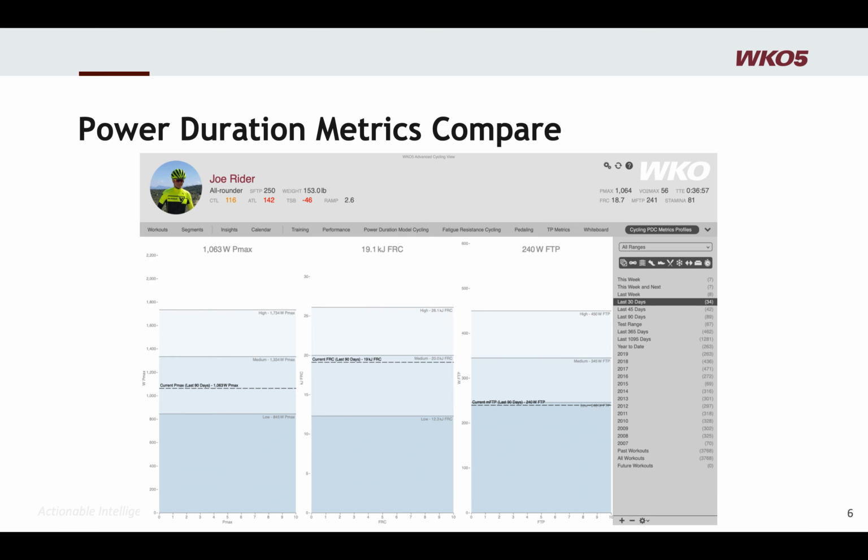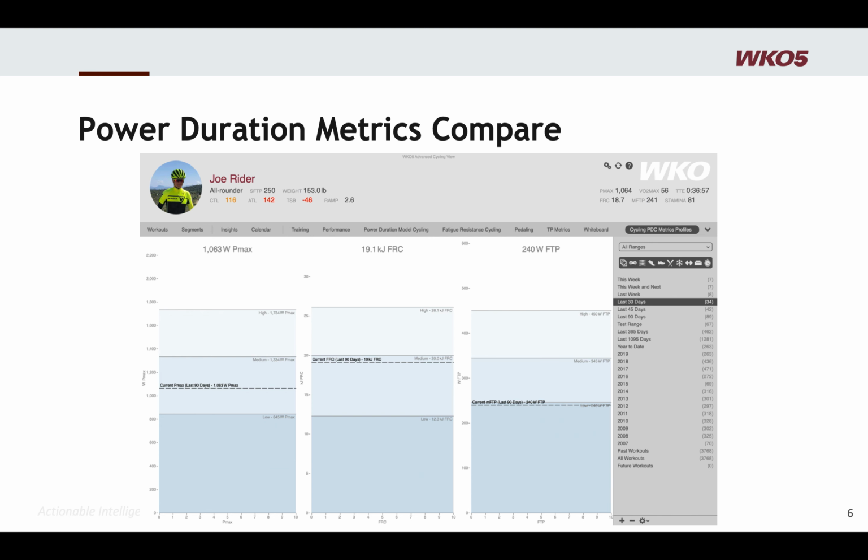One of the things new in WKO 5 is we do have power duration metrics compared. And what you have here is just the core metrics of Pmax, FRC, and FTP, and we're comparing them against the database of users. So the reality is, here you see this Pmax is, and these are low, medium, high. They're pretty much right in the middle of medium. Their FRC is on the high side of medium, and their FTP is on the high side of low.